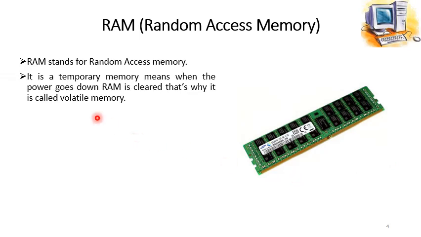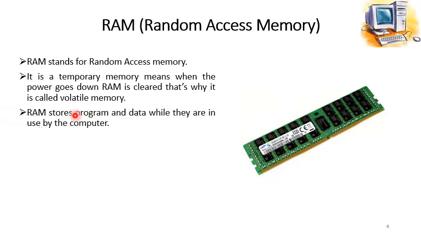It is a temporary memory, meaning that when power goes down, RAM is cleared. That's why it is called volatile memory. RAM stores programs or data while they are in use by the computer. See, they are also defining RAM as a memory which is used when any program is executed by the computer at the current time.